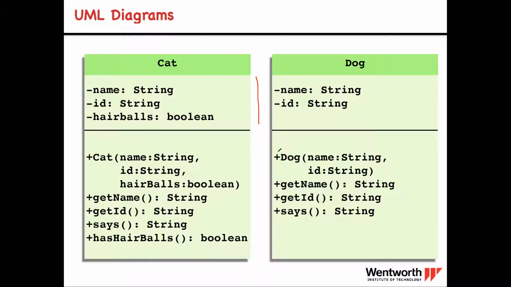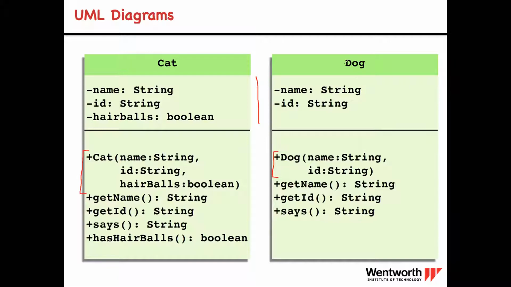Then, of course, each one of them has a constructor that sets those variables. So the dog takes in the name and the ID, and it will set those. And the cat takes in name, ID, and whether or not it has hairballs. Then each one has a getter for get name and one for the ID as well. These are simple, short little functions that just return the name and return the ID. We'll have a function called says. So a dog is going to say woof and a cat's going to say meow. That's the idea of this function, and it's just going to return the string that the dog or the cat says. Then the cat has one additional function called has hairballs, which tells us true or false. Does this cat have hairballs?